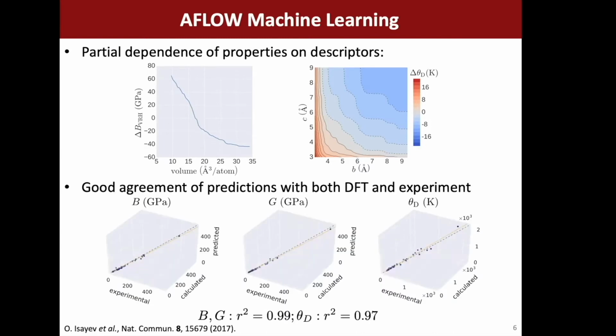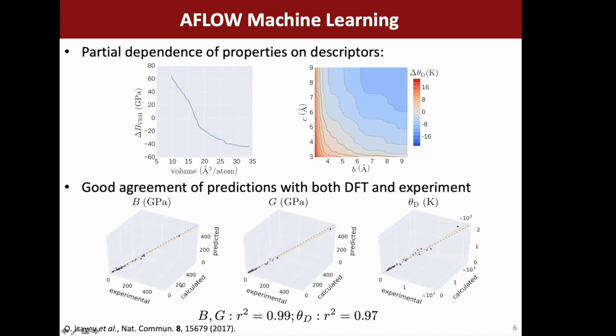So here we compare for the bulk modulus, the shear modulus, and the Debye temperature. On the vertical axis here, we have the prediction from the machine learning model. On this axis here, we have the experimental data. So this is the actual experimentally measured value. And along this axis is the calculated value that's in our AFLOW database. That's actually the data that was used to actually train the model. And here you can see that all three tend to agree quite well.